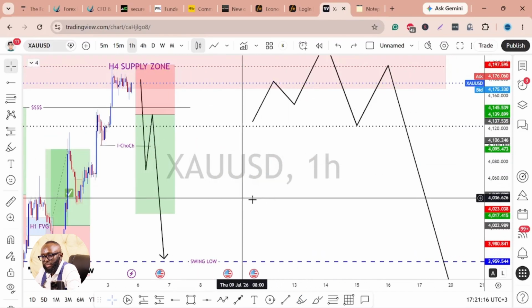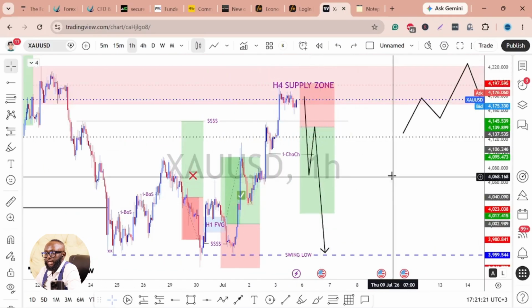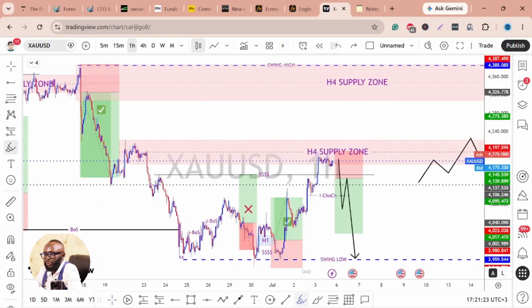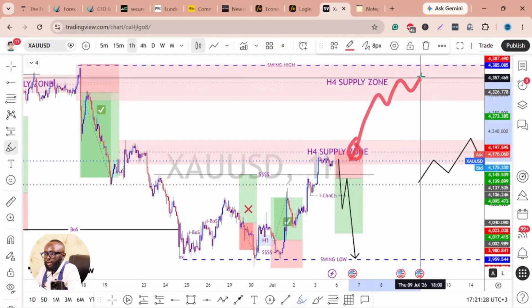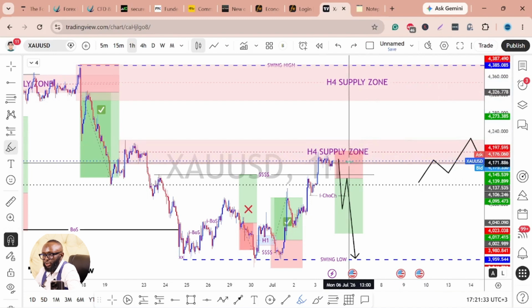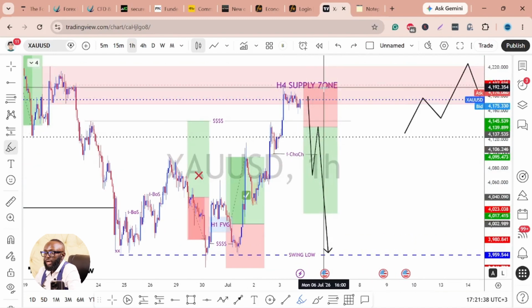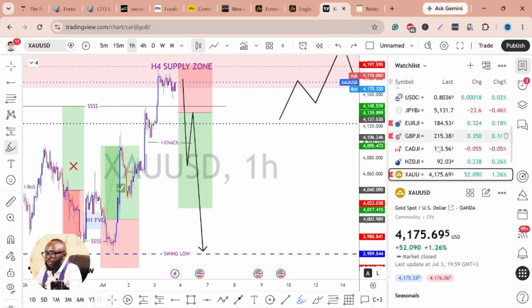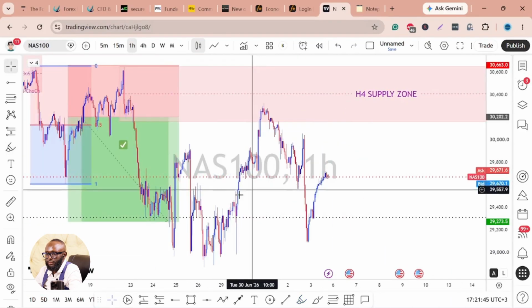In my own point of view, I don't expect gold to be shorting from where we are right now. I still expect gold to break this level over here, then proceed up, and then give us a confirmation before we can get into our short position. So be careful while trading gold, at least for the coming week, and not to be caught on the wrong side of the market. Now let's look at the last pair, which is NAS 100 or Nasdaq.